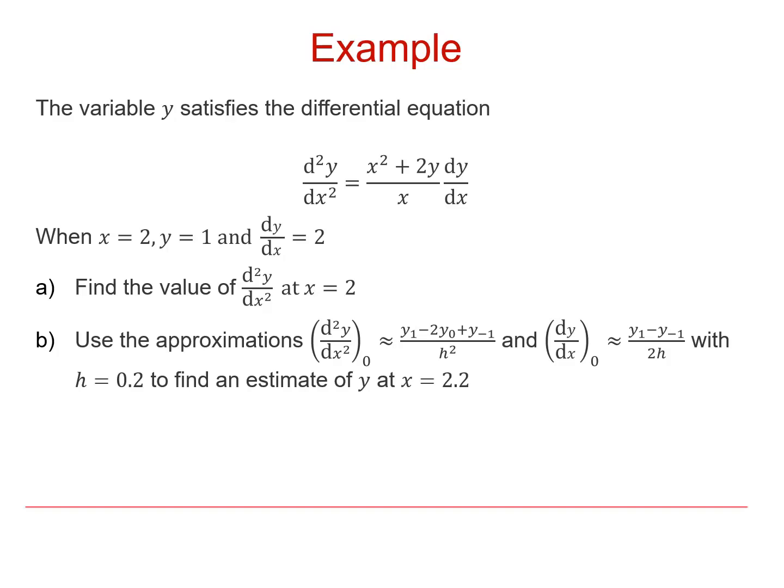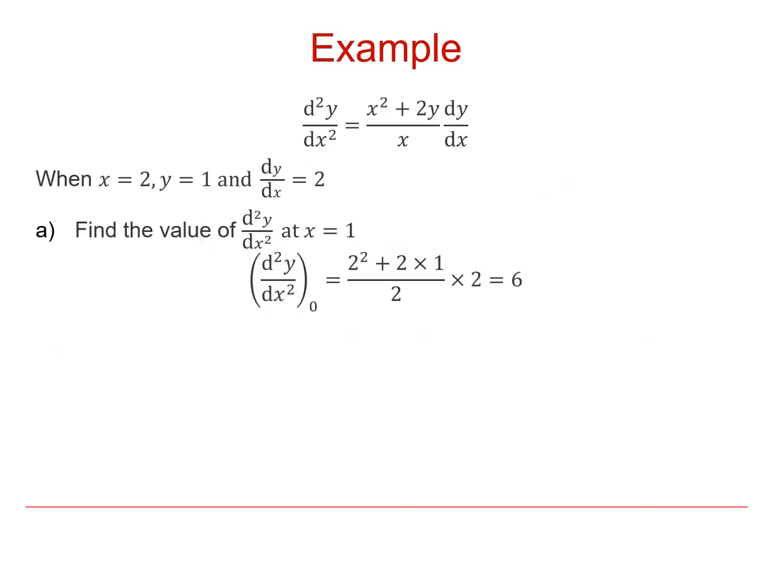So here's an example of how we might apply this to a second order differential equation, trying to evaluate a point further along the line. So we have our equation here, which gives d2y by dx squared in terms of a function of x, y, and dy by dx, and we're given some initial conditions. We're only given one point for x and y, but we are given the gradient at that point as well. So first off, we need to find the second order derivative, and then we're going to use approximations to allow us to estimate a point further along the curve.